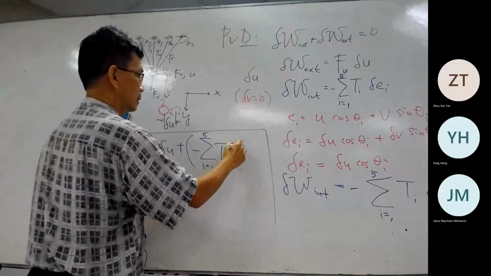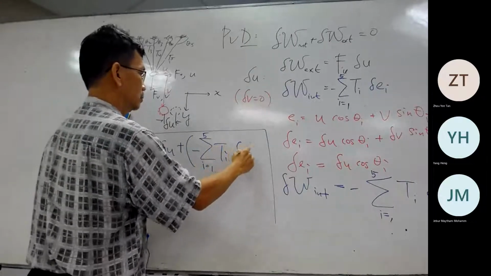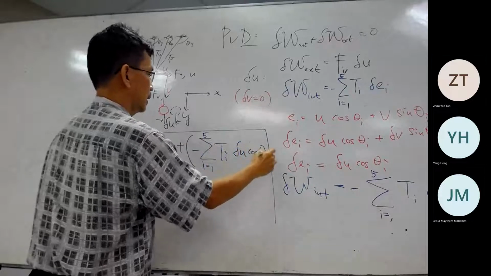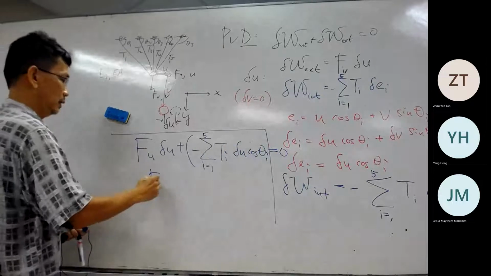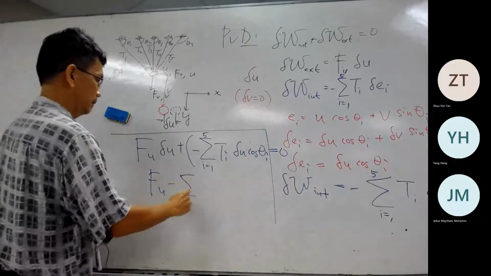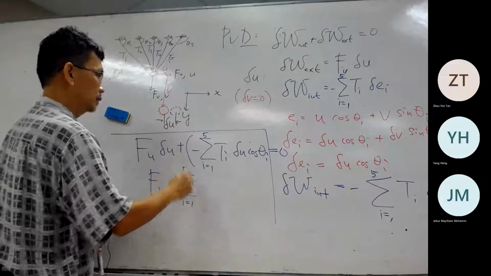T_i delta U cos theta_i, this one must be equal to 0. So you take F_U minus, right?